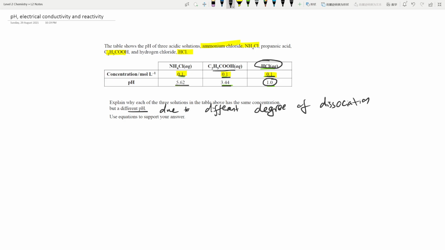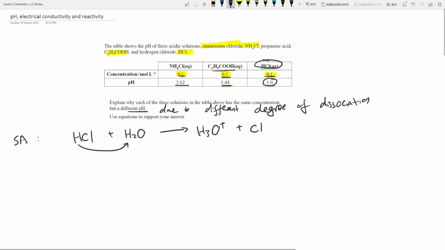HCl is a strong acid, so it's going to completely dissociate in water. It's going to give all of its H's to the H2O, so you form H3O+ and Cl-. This single arrow means it's completely dissociated, so at the end you don't have any HCl anymore. You have lots of H3O+ ions.